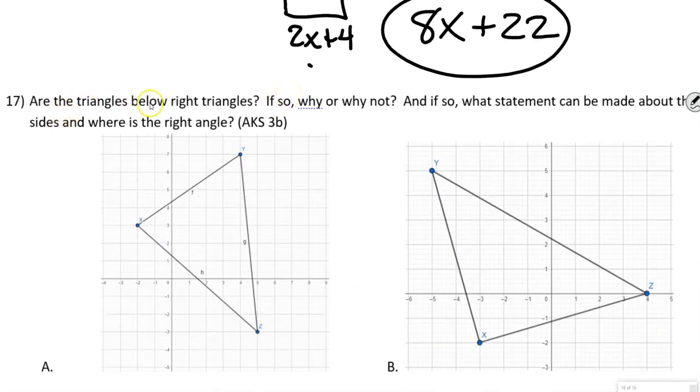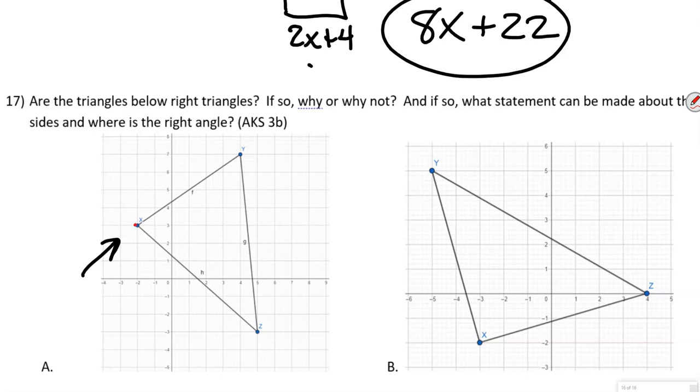So number 17 says, are the triangles below right triangles? If so, why or why not? And if so, what statement can be made about the sides and where is the right angle? Okay, so I think that the right angle might be at X here. Kind of looks like there might be a right angle there because Y and Z look like acute angles. So we're going to compare these sides.